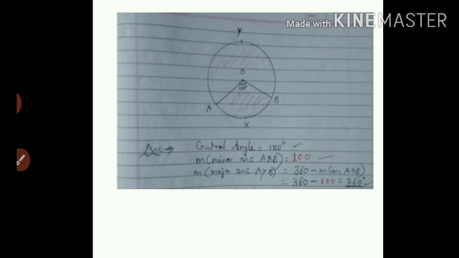We know that the measure of the central angle is the measure of the minor arc. That means if the central angle is 100 degree, arc AXB will also be 100. Now if I want to find the measure of the major arc AYB, it will be the full circle, that is 360, minus the measure of the minor arc. From 360 subtract 100, it will be 260.